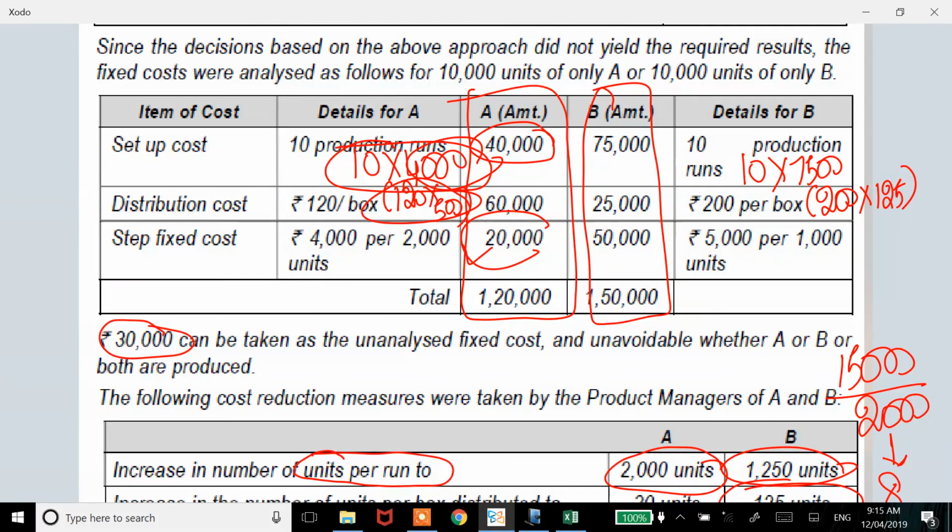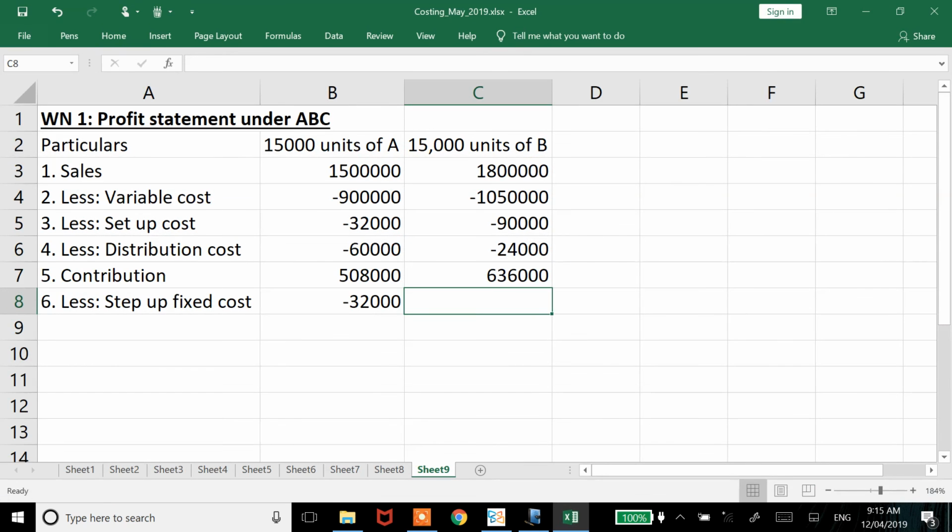See, here it was 4,000 per lot of 2,000 units. Here it is 5,000 per lot of 1,000 units, and we are selling how many units? 15,000. So this number is 5,000 into 15. Any doubts on this? I know some of you look a little confused on this adjustment.